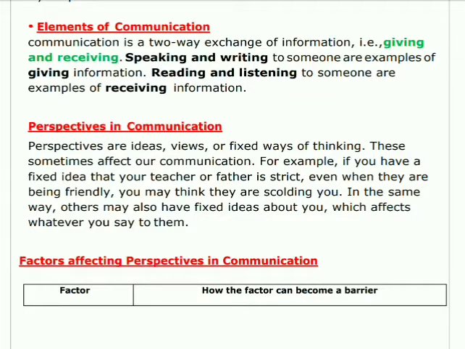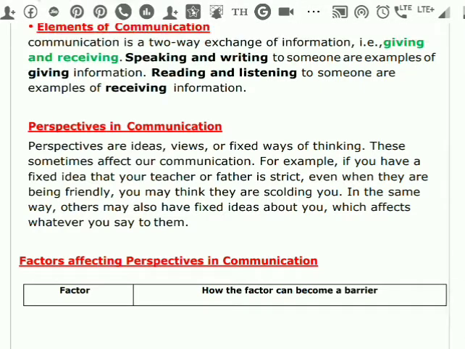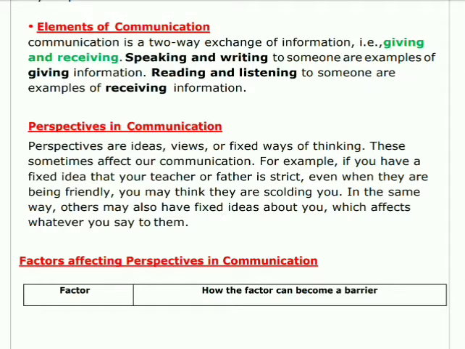These are nothing but the perspective of communication. Perspectives are ideas, views, or fixed ways of thinking. These sometimes affect our communication. For example, if you have a fixed idea that your teacher or father is strict, even when they are being friendly, you may think they are scolding you. In the same way, others may have some fixed ideas about you which affect whatever you say to them.